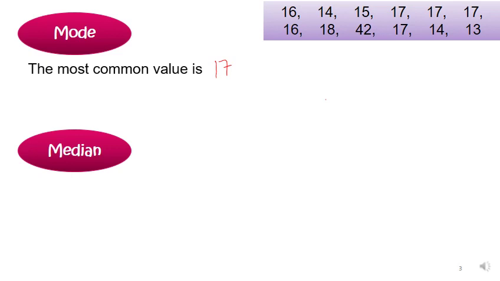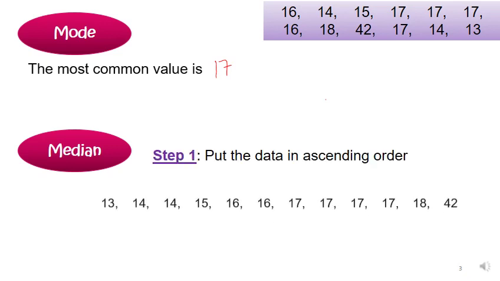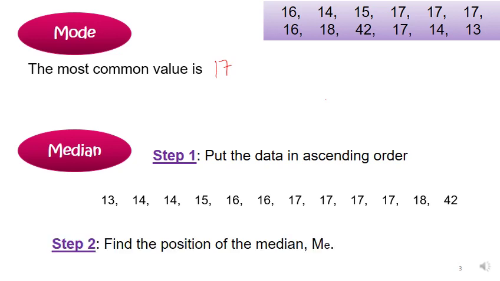Before we do that, we need to arrange our data in ascending order, from smallest to largest. We've got them arranged there. We then need to find the position of the median. Remember, median has to do with position. It's the middle point in your data set. To calculate the position, we take n plus 1 and divide it by 2. In this case, our n is 12. So 12 plus 1 over 2, and you'll get 6.5.